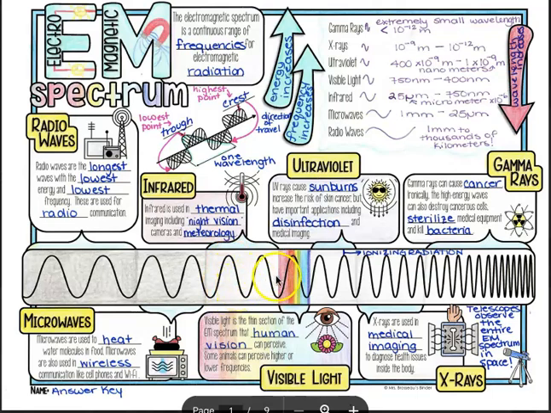Then we get down to a higher frequency, shorter wavelength with more energy, and that is visible light. This is what we can see. These are all examples of light, but this is what we can see. Now, why can we see it? We can see it because in our eyes, there are things called rods and cones in the back of your eye on the retina that actually respond to this frequency of light waves. So we have evolved to be able to sense this range of the electromagnetic spectrum.